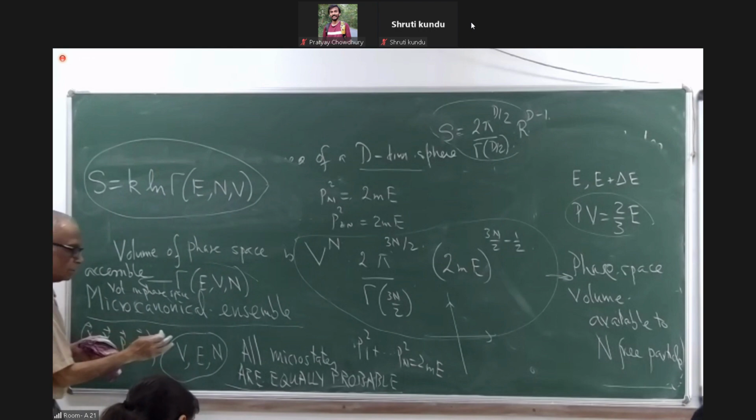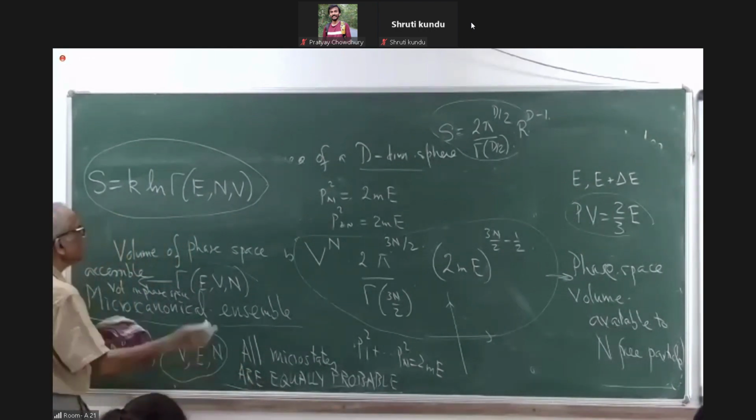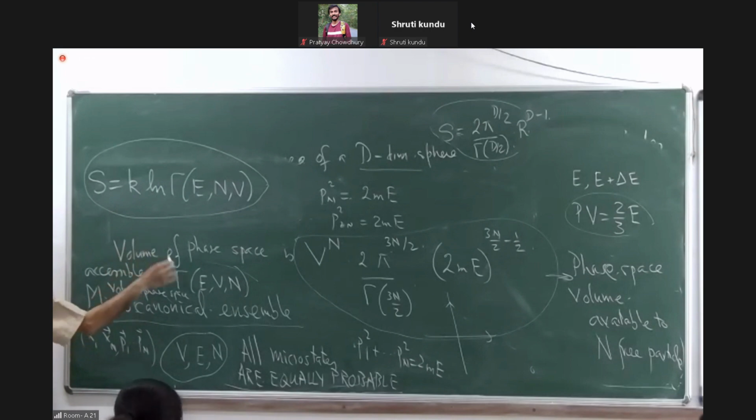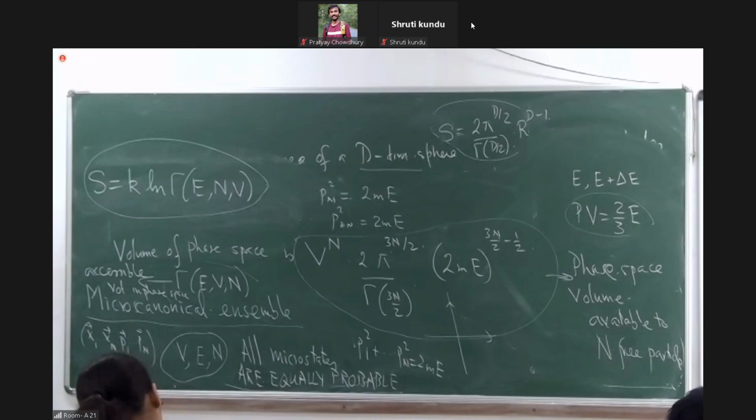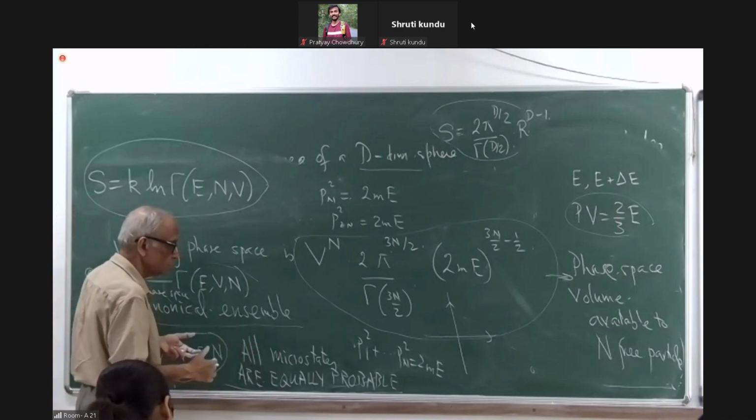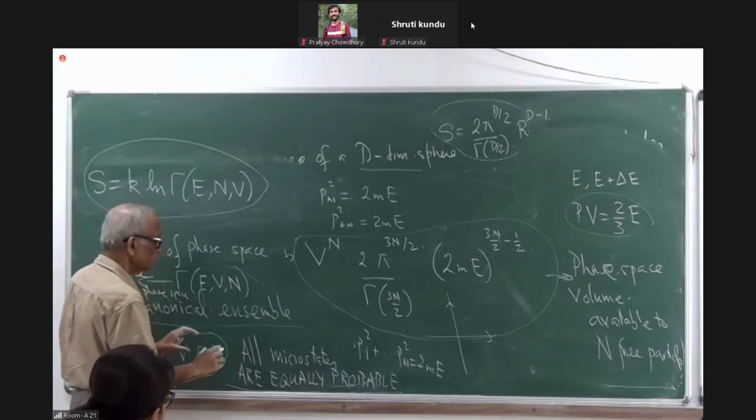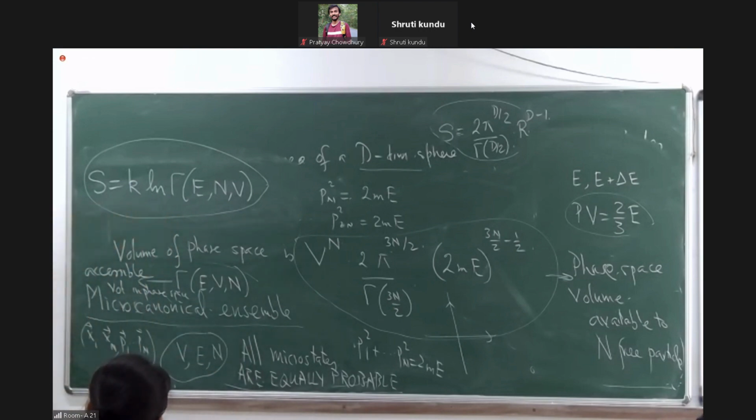So all microstates are equally probable, and the next step is this. Statistical mechanics, as we will see, is basically based on these two statements: one, that all microstates are equally probable, and second, that the number of microstates gives you the entropy through this equation. That's the entire foundation.